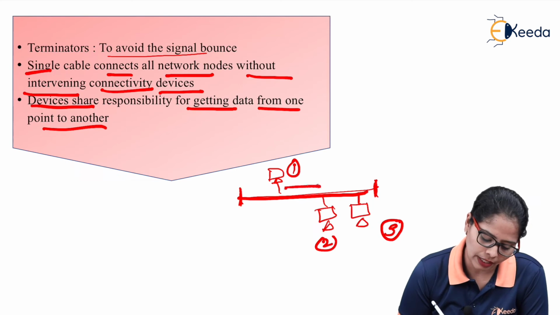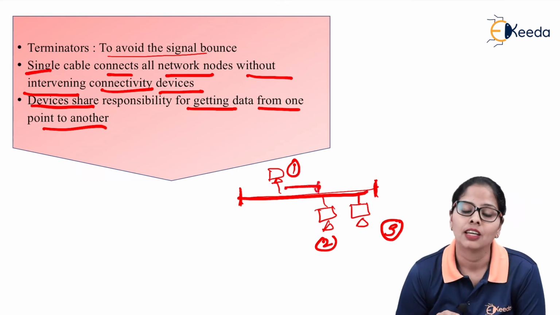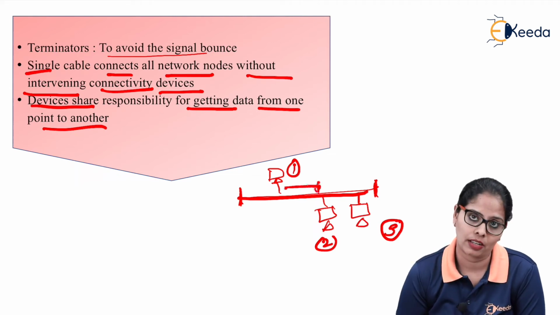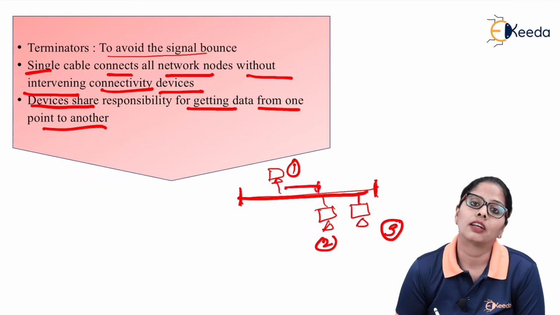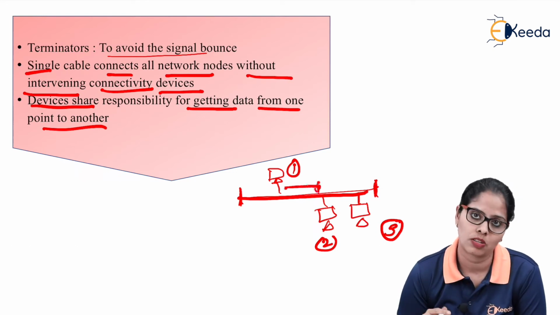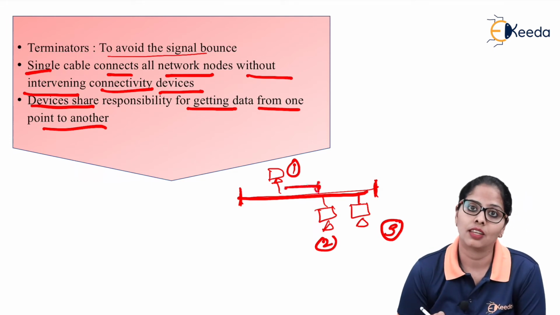So whenever the packet comes to computer number 2, it will not see anything except the address. If it is not matching, it will discard the packet, and then that packet is forwarded to the third. So here each PC has its own responsibility, and at a time only one device is going to send the data.